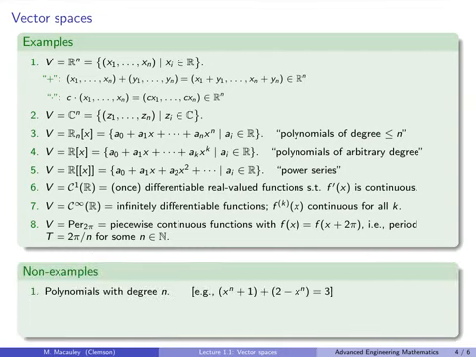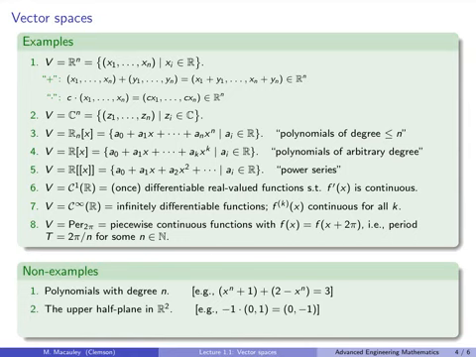To solidify the concept of a vector space, it helps to see some non-examples. The first one is, if you look at the polynomials with degree exactly n, those are not closed under addition, because here's two examples, x to the n plus 1 and 2 minus x to the n, where if you add them up, you get 3. This is a degree 0 polynomial. This also is not closed under scalar multiplication, because if you multiply a degree n polynomial by 0, you don't get a degree n polynomial.